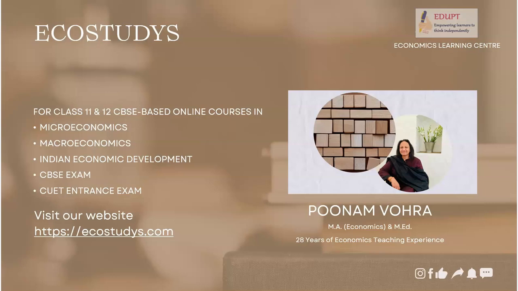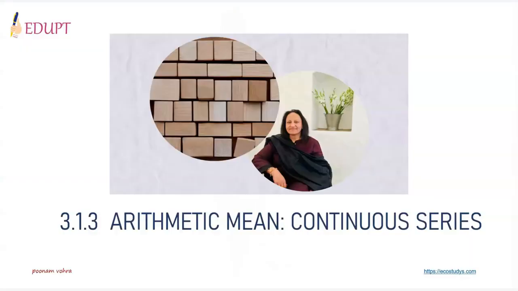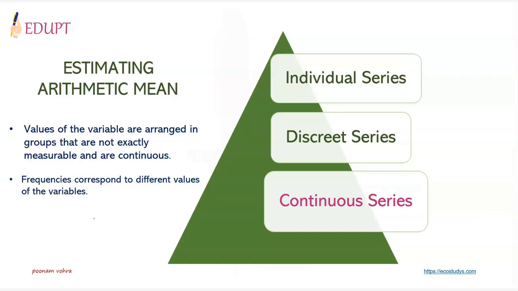Now let's get started. After having understood estimating arithmetic mean in individual series and discrete series, now let's move on to the continuous series. In the continuous series, values of the variable are arranged in groups that are not exactly measurable and are continuous. Frequencies correspond to different values of the variables. Let's understand how it is done.